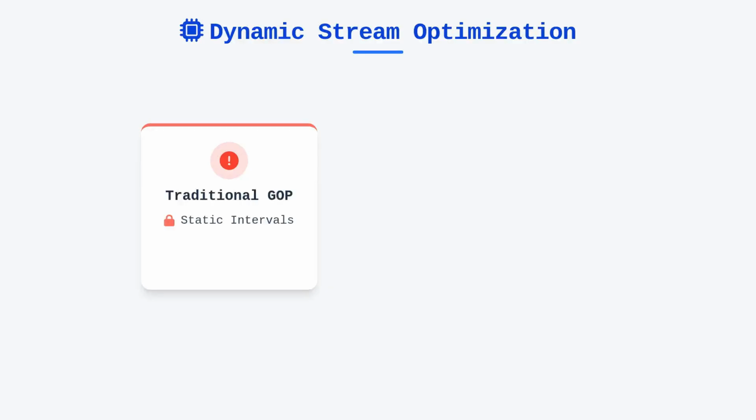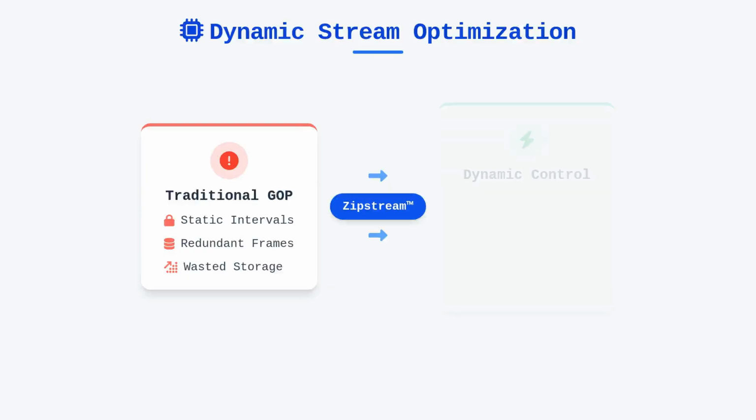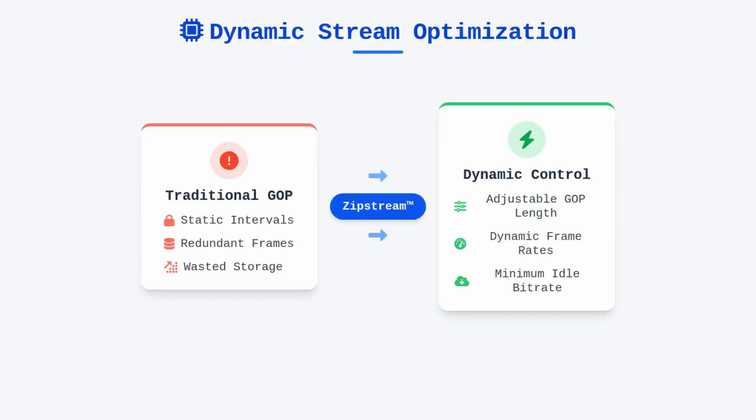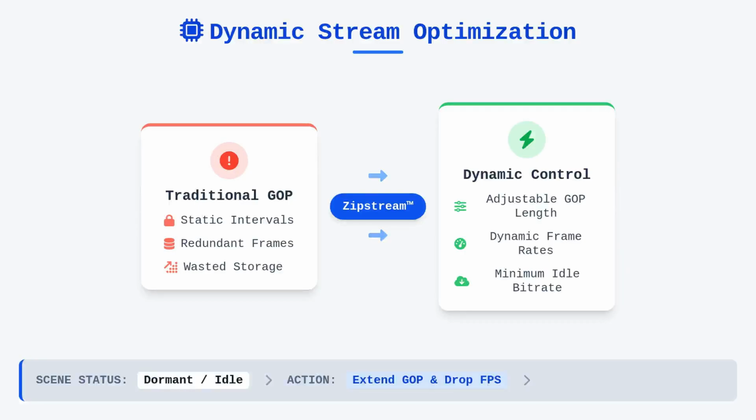When we talk about the mechanics of this optimization, we must consider the control parameters available to us, specifically dynamic GOP lengths and dynamic frame rates. A traditional group of picture structure is often static, forcing a keyframe at specific intervals regardless of how much action is occurring in the field of view. Zipstream allows the camera to dynamically adjust these intervals based on the level of activity in the scene. If a scene remains completely dormant, the camera can extend the GOP length and drop the frame rate, effectively starving the encoder of unnecessary data and preventing the storage of redundant frames.